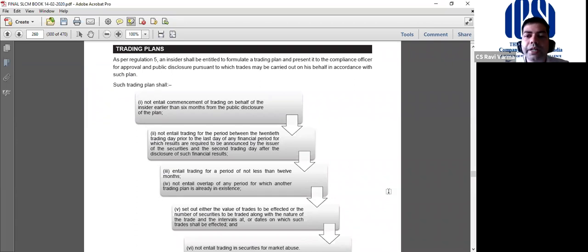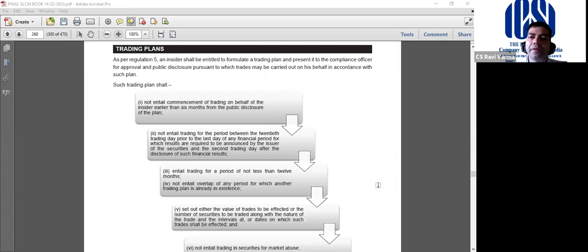People are not adopting this trading plan concept only for one reason, because once you submit under the trading plan, you have to trade under the trading plan irrespective of anything. Means once you have disclosed it, then you have to trade. Say for example, I said, okay, in the coming March, I will acquire some shares. Now in March, I may not have the money. What will I do? I have to purchase the shares. That is the biggest problem. It says that once you declare a trading plan, you cannot ignore it.